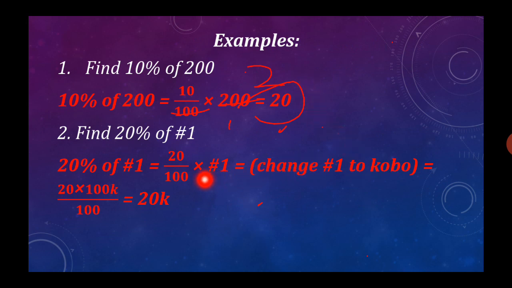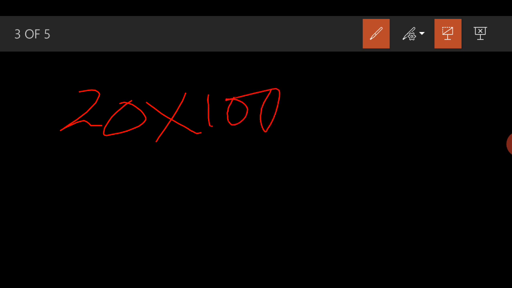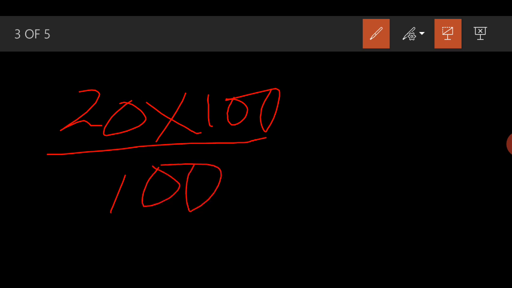That means that's 1 naira. This is the same as 20 over 100 times 100. How do we get this 100 here? That means this 1 times 100. That is how we get this 100 here, then all over this 100. Now how do we get 20? Some are confused. Do not be. This is how it is. 20 times our 100, which is 1 naira converted to kobo, all over our 100 here.